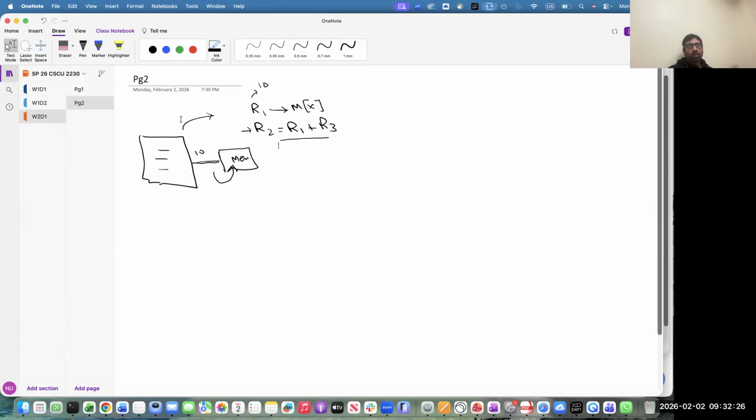Let me repeat the question. Does the CPU really need to wait until the value of 10 is actually written into the memory and only then start executing the next instruction, or as soon as it places the data on the bus, can it go ahead and start executing the next instruction? Anyone who wants to answer that? You can unmute yourself. Talking is faster.